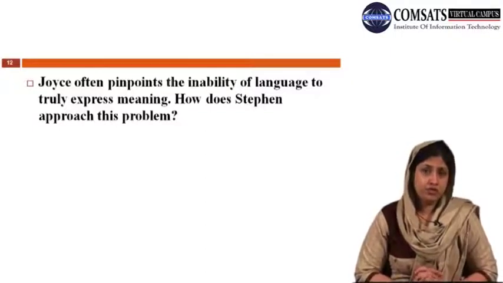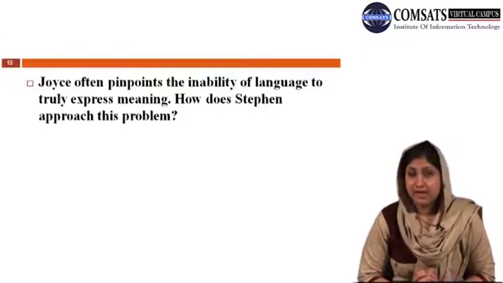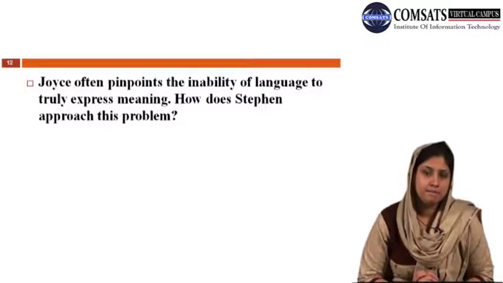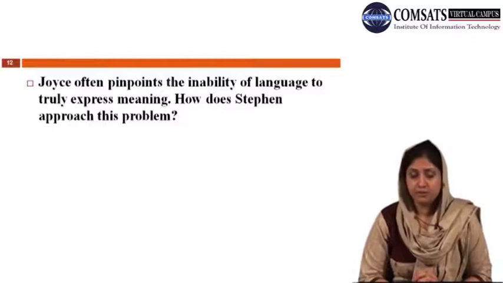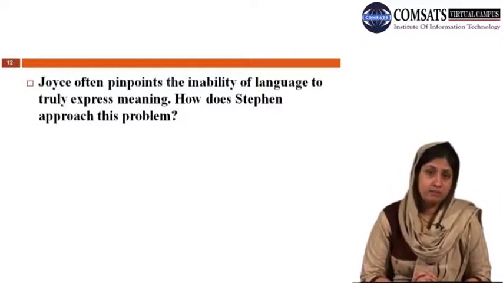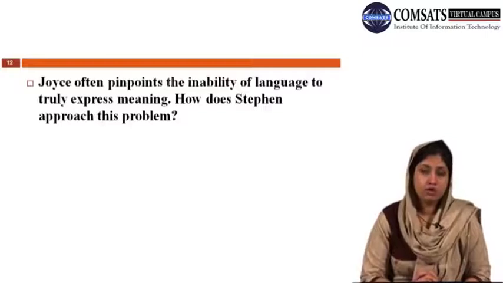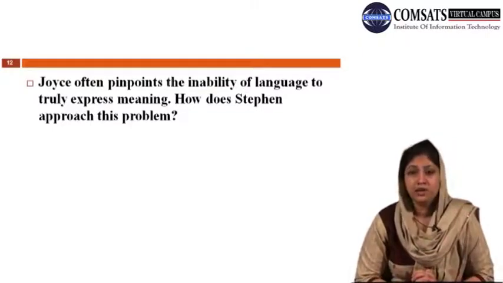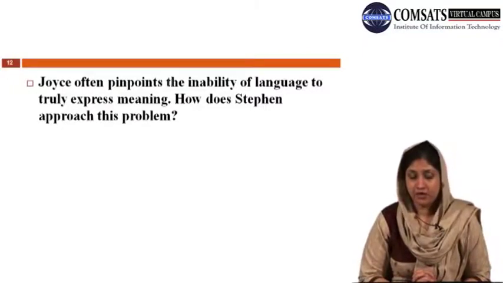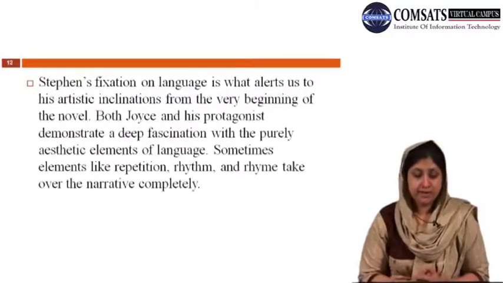The second very important question that demands your attention is: Joyce often pinpoints the inability of language to truly express meaning. If you're able to recall, this theme relates us to the modern drama Pygmalion by Bernard Shaw. How does Stephen approach this problem? And this again is a theme of Waiting for Godot, the inability of language, or ability of language. Anyways, how does Joyce deal with this idea?